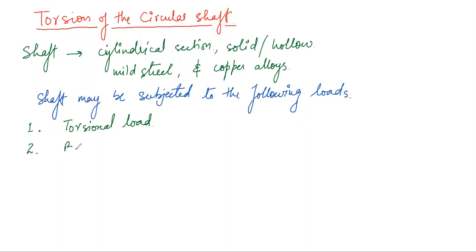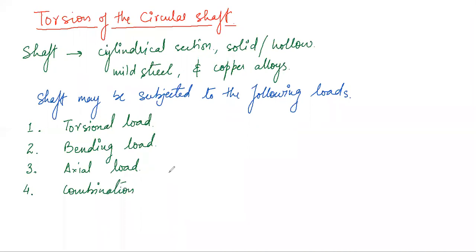The second one is defined as your bending load, right? And likewise, the third one is defined as your axial load. So these are the loads we have seen one by one, which are individual. The fourth one is defined as the combination of the above three loads, right? So with respect to load, shafts may experience torsional, bending and axial loads. But the most important thing is, in actual practice, the combination of the above three loads is more significant, and it is more appropriate to any use, right?